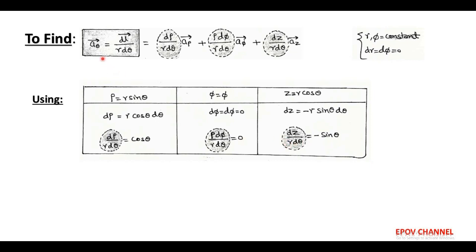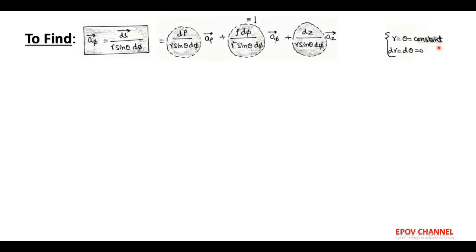And after putting these values we get unit vector theta equals cos theta unit vector rho minus sin theta unit vector z. And at last we have to find unit vector phi equals dl vector upon r sin theta d phi. Here we take r and theta as constant, or dr and d theta equal to 0. So put dl vector of cylindrical coordinate system, unit vector phi becomes d rho upon r sin theta d phi, unit vector rho, plus rho d phi upon r sin theta d phi, unit vector phi, plus dz upon r sin theta d phi, unit vector z.